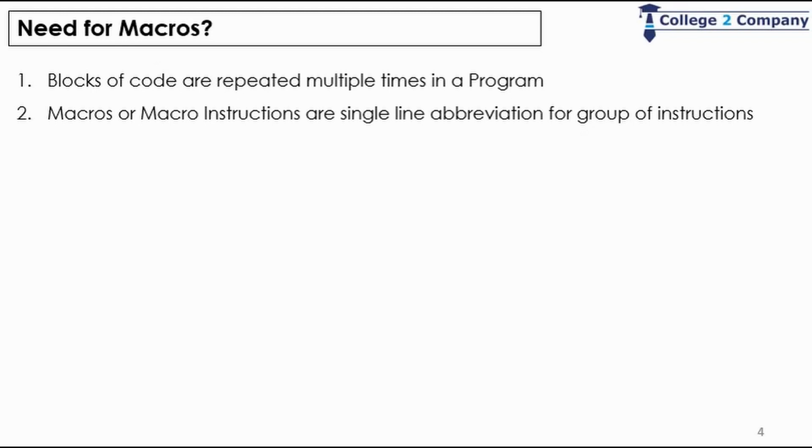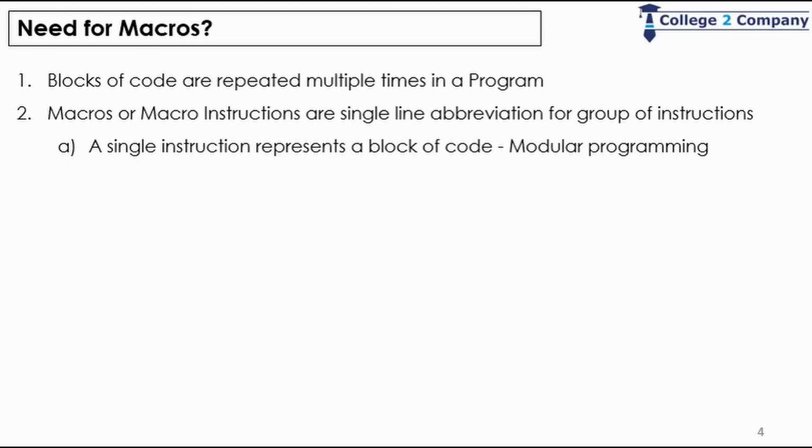which means that the programmer can define a single instruction to represent a block of code. And whenever the block of code needs to appear in the program, the single line abbreviation can be used. The macroprocessor will substitute the entire block whenever such single line macros are encountered.